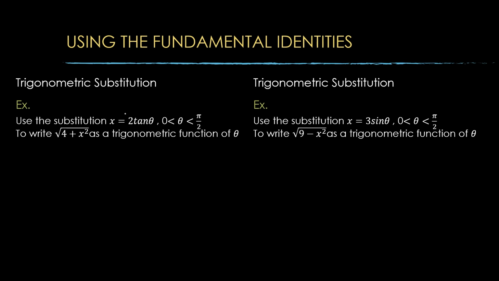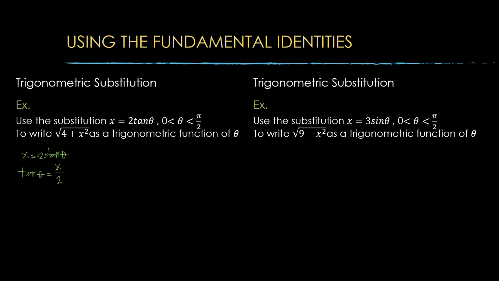It says here that we need to substitute x by 2 tangent of theta. From x is equal to 2 tangent of theta, what is the value of theta? Tangent theta is equal to what? Divide both sides by 2. The 2 cancels out. This will become x over 2. Nakuha?